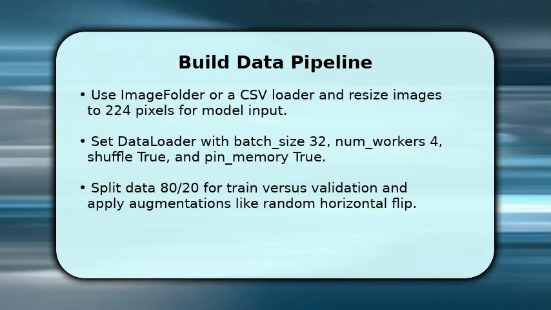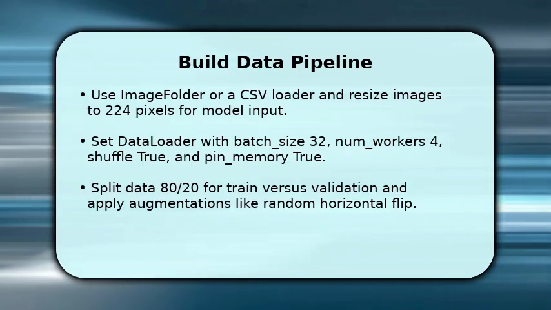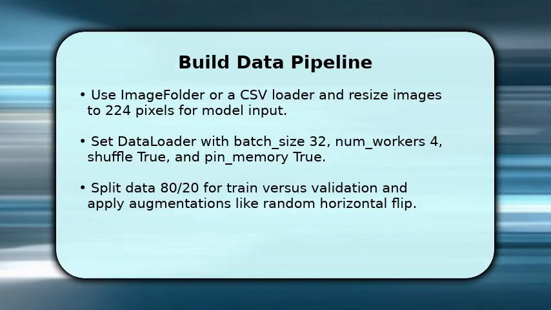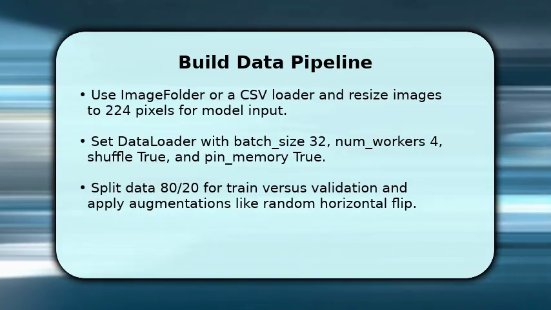Implement a dataset loader using TorchVision datasets, ImageFolder, or a custom CSV loader. Apply transforms that resize images to 224 by 224 pixels and convert to tensors. Add augmentations like random horizontal flip with probability 0.5 and random rotation for train only. Normalize images with mean and STD appropriate for your backbone model.